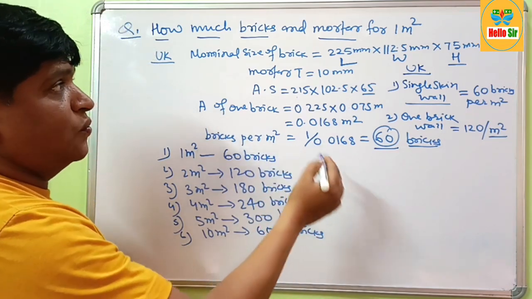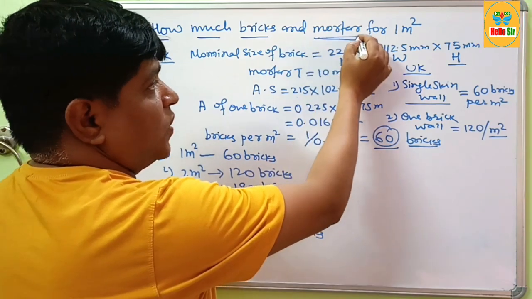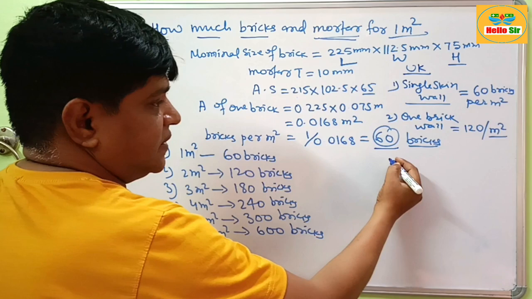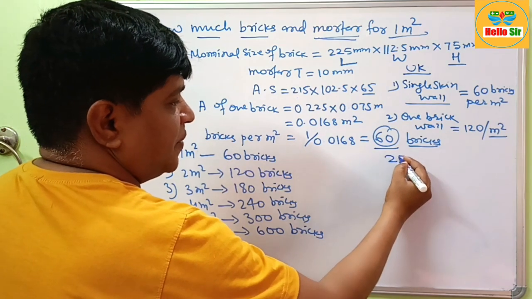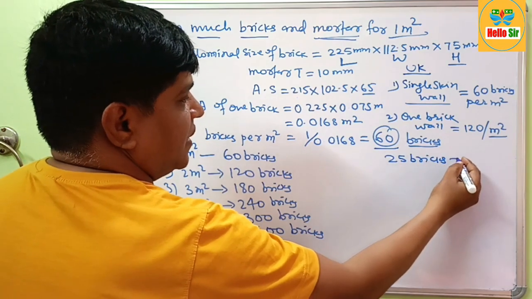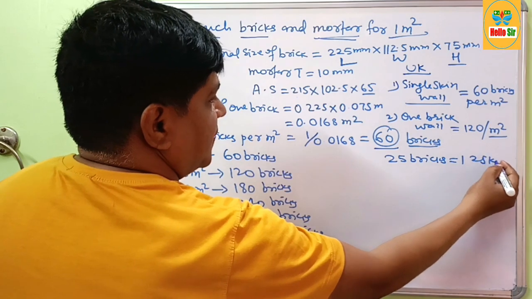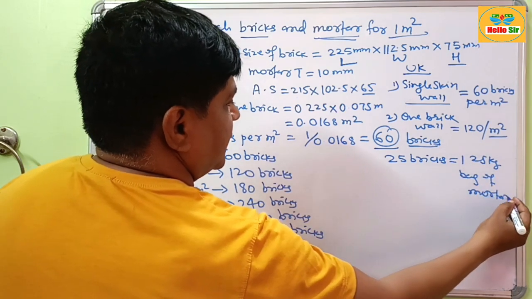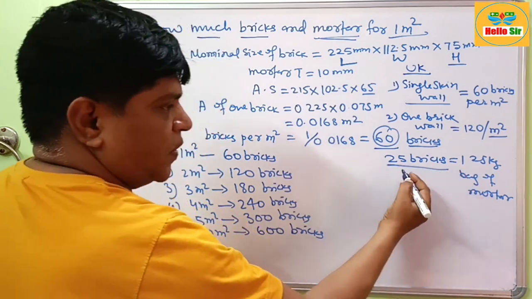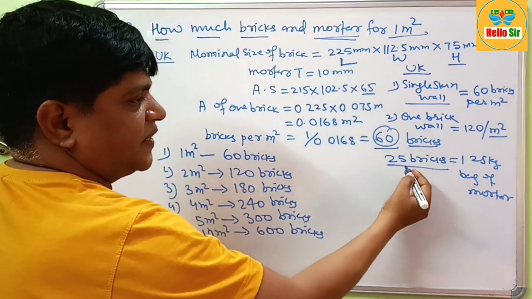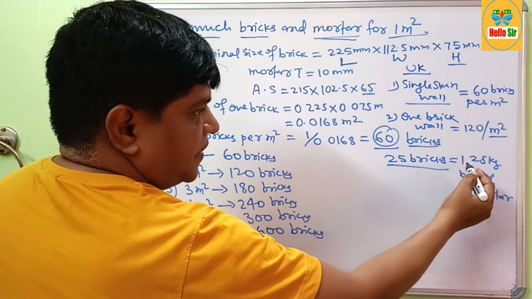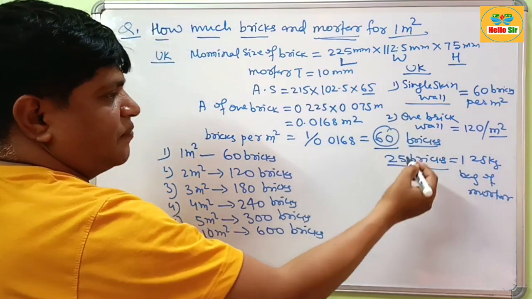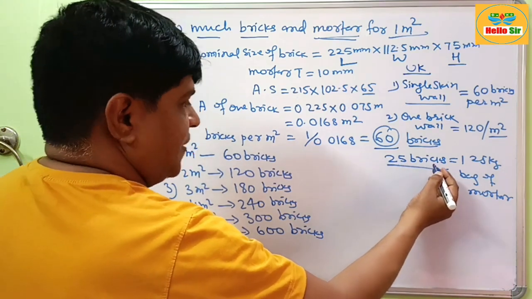And if you want to calculate the amount of mortar for 1 square meter of brick wall, there is a thumb rule. You must learn it. For every 25 standard size bricks, how much mortar is required? One 25 kg bag of mortar will be required for 25 bricks.